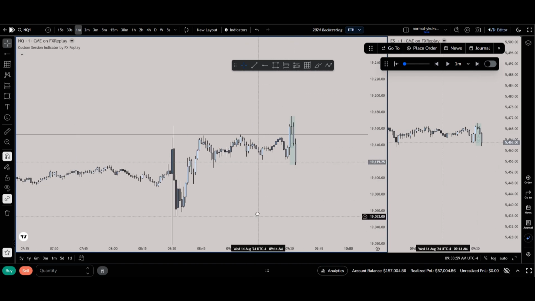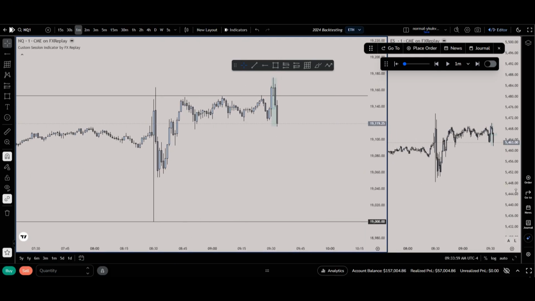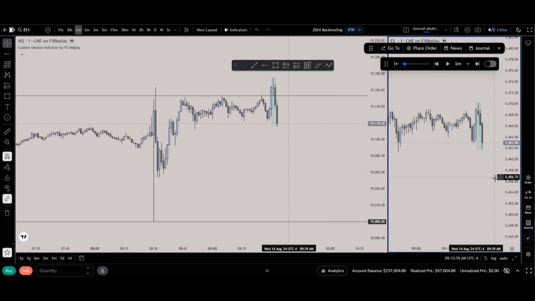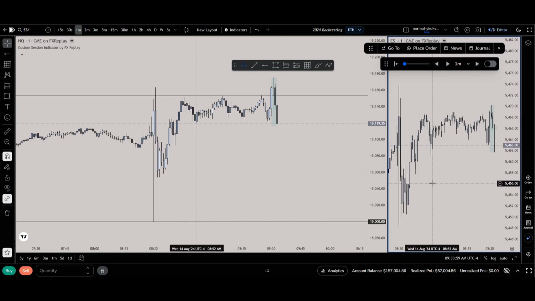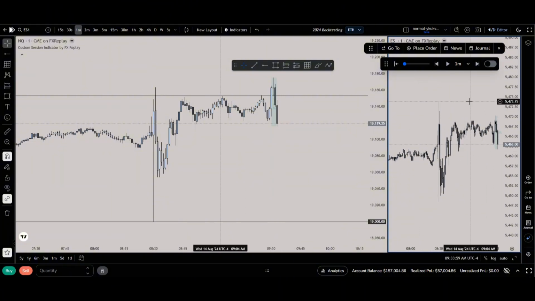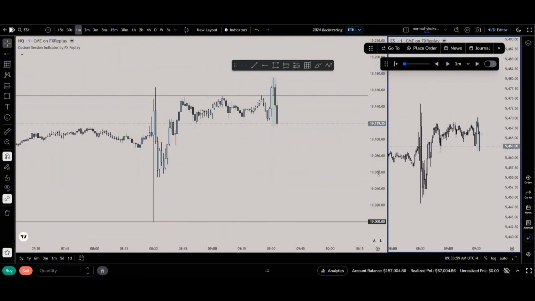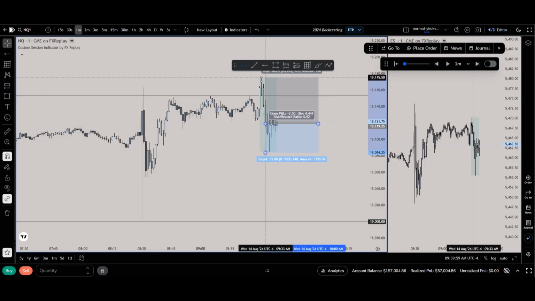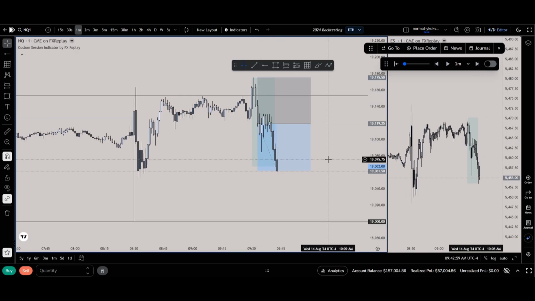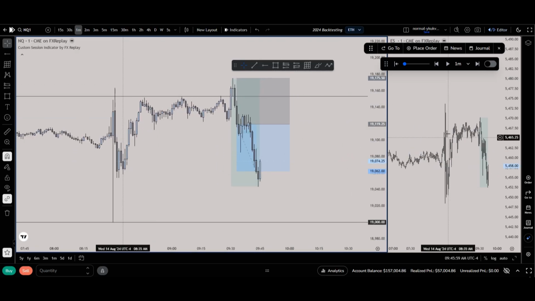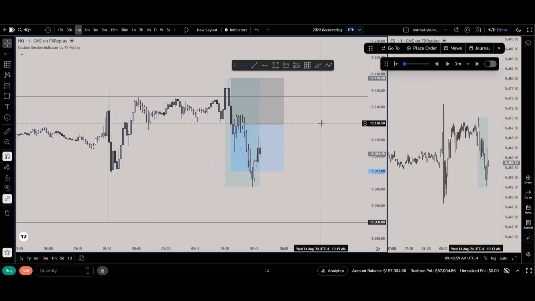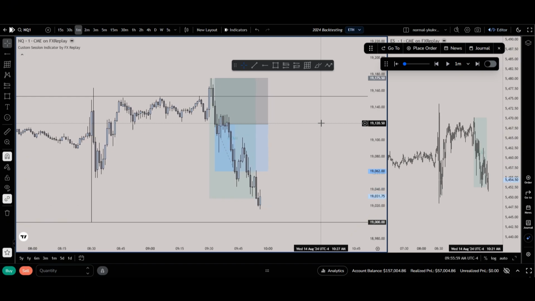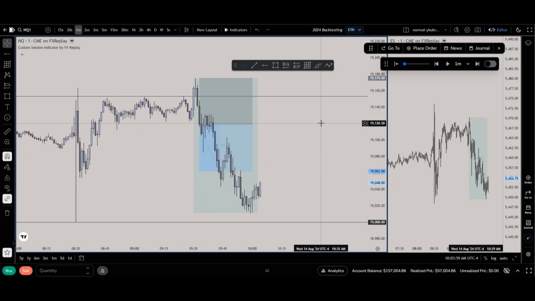I like how we have CISD. ES didn't take out that high though, so I'm gonna fade this. Wonder what, maybe you would have gotten 1-to-1. Probably not, unless we go down from here. You would hit 1-to-1, but not really anything I'm interested in.